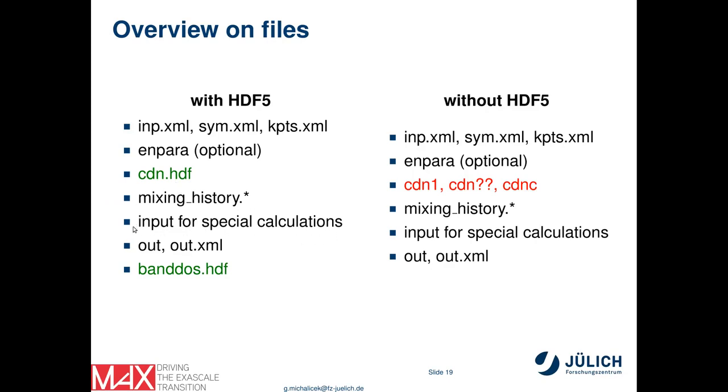So of course you can also have additional input for special calculations, and the main output files are the out file and the out.xml file. They contain mostly the same information. The out file is made for humans to read, and the out.xml file typically for automatized processing, but it's also very readable for humans. And if we do density of states calculations or band structure calculations, you get some output on the respective data. And if you compiled FLEUR with HDF5, you get this additional file band.hdf, and this actually includes some additional data, like for example weights that are related to the projection of your states onto certain atoms and so on.